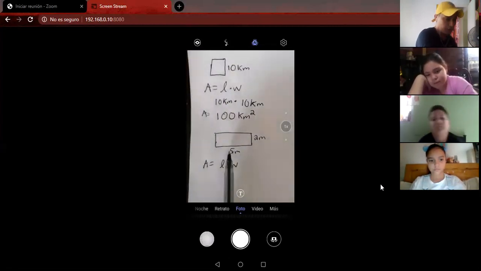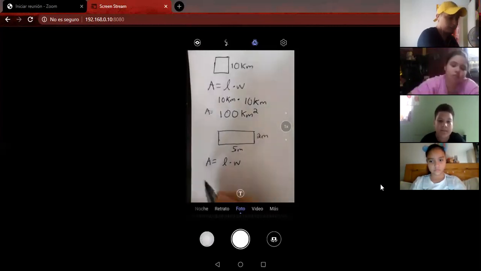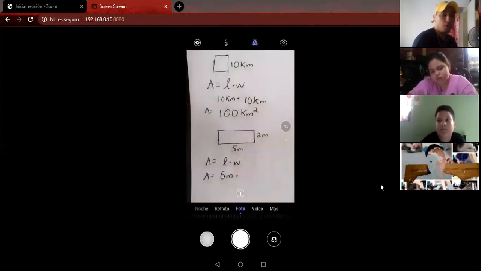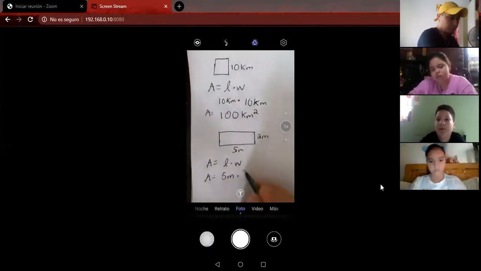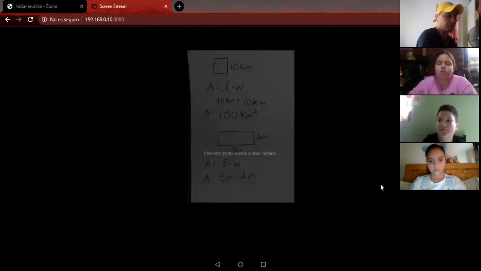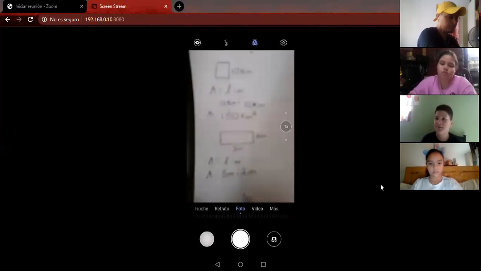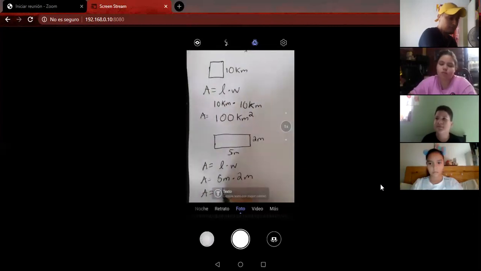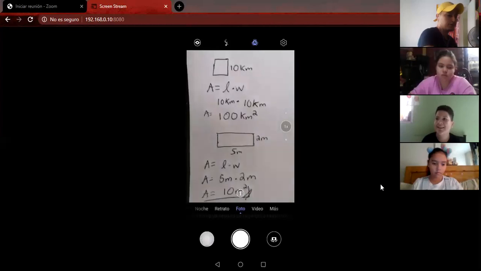So, ¿cuál es mi largo aquí? 5 or 2? 5, porque es el más largo. So, I'm going to put 5 meters times, and my width is 2 meters. How much is 5 times 2? 10. 10 meters square. That's my final answer.